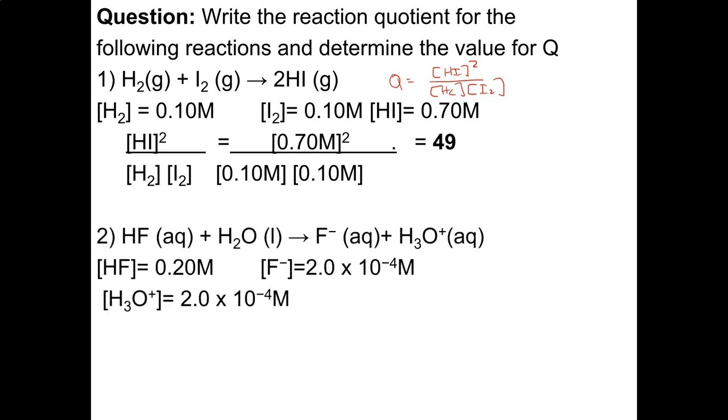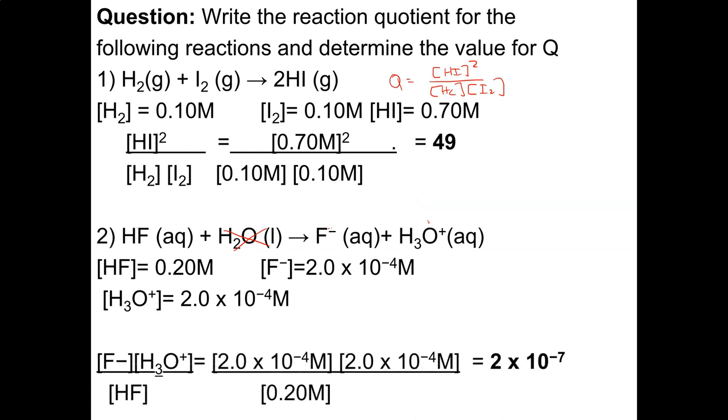For this one, same thing. You're going to plug and chug. So the only thing you need to ignore in this one is the liquid. So that's out. So it's going to be this times this over this. All the exponents are 1 because all the coefficients are 1. So when you do it, you get this, and then plug and chug, you get 2 times 10 to the negative 7.